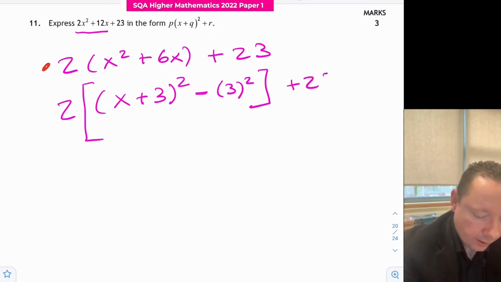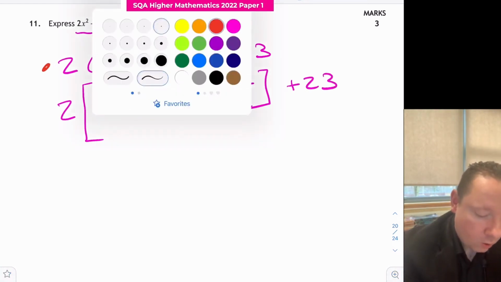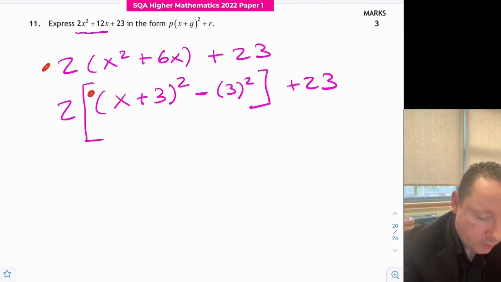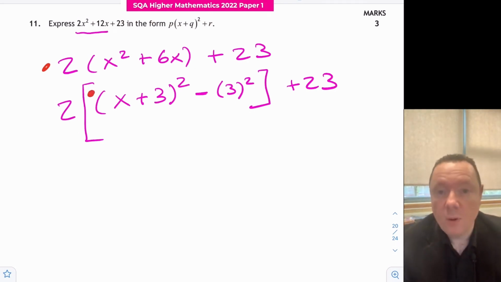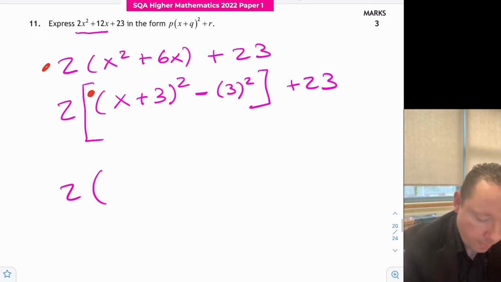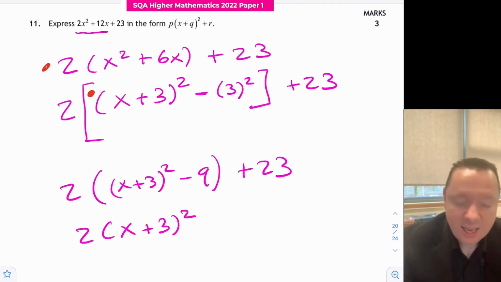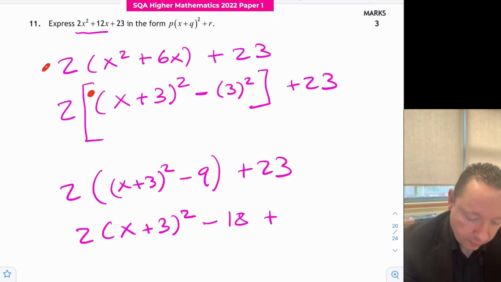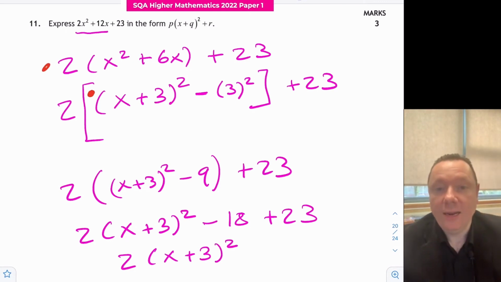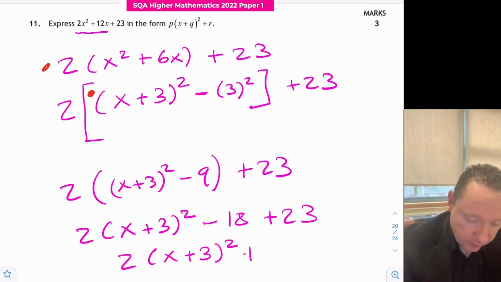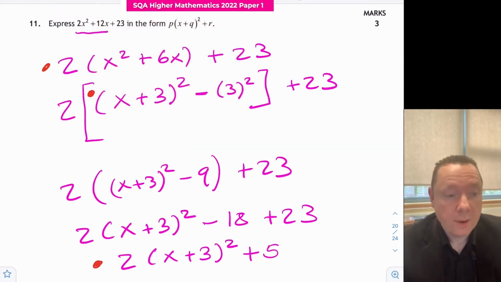We've still got plus 23. So if you had got this part here, if you'd written x plus 3 squared times 2, you would have got a mark there. We've got 2 times (x plus 3) squared minus 9 plus 23. So that's 2(x plus 3) squared. 2 times 9 is 18, so minus 18 plus 23, which gives us a final answer of 2(x plus 3) squared. 23 take away 18 is 5, so plus 5. So if you can get your final mark by following your working through, you get your final answer there. So that's method 1, that's one way to do it.